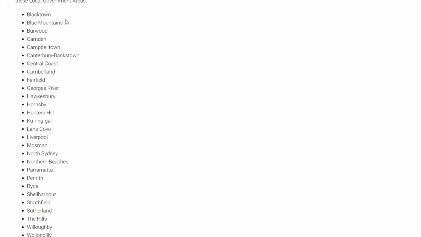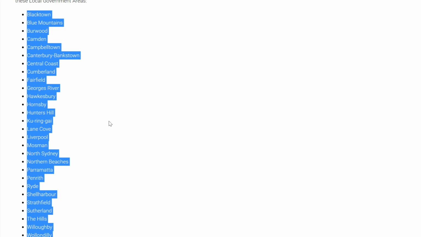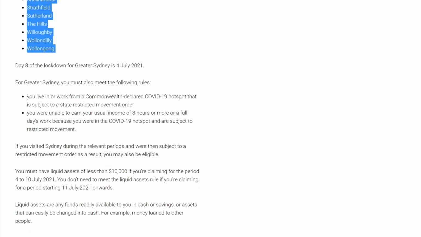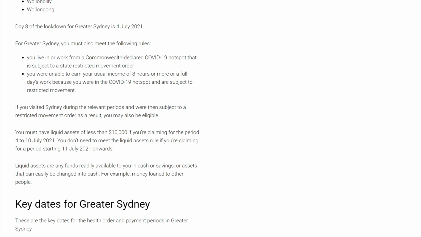So if your work is affected between July 4th and July 30, and you live in or work in any of these areas, then you are eligible to apply for the disaster payment. Again, the same rules apply. That is, you need to be living in or working from a Commonwealth declared COVID-19 hotspot, and you were unable to earn your usual income of 8 hours or more, or a full day's work.